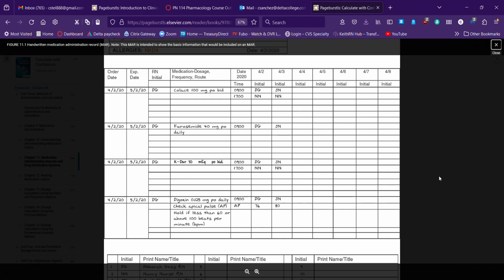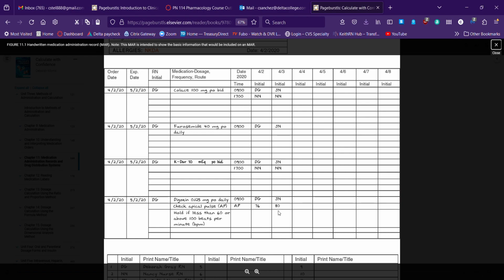Can that patient have a change of status in that amount of time? Absolutely. So with digoxin, we hold it anytime it's less than 60. And then this order says that they also want it to be held if it's greater than 100. So they also have a line, apical pulse. So you're going to sign it off. You're going to write the apical.